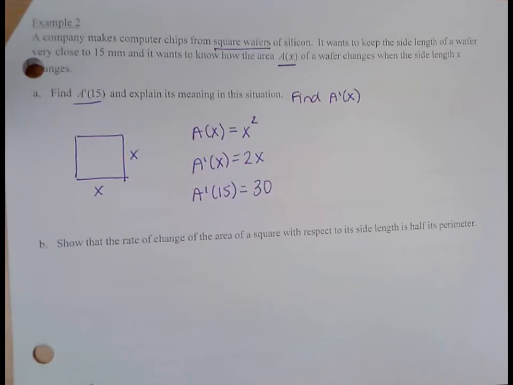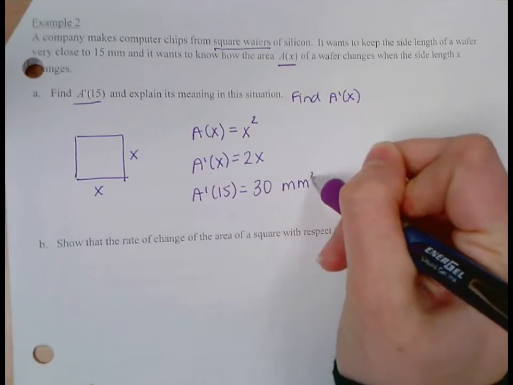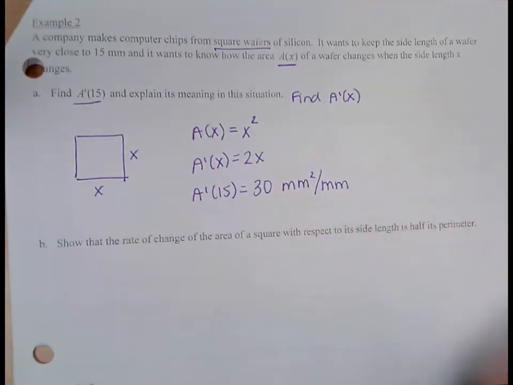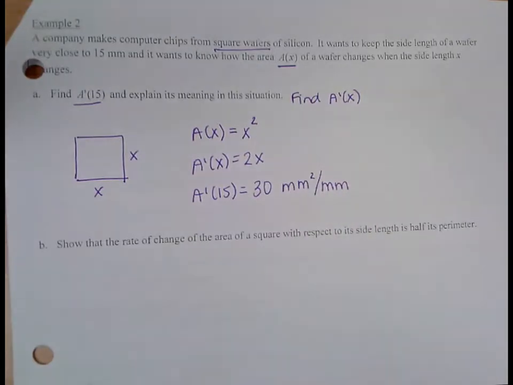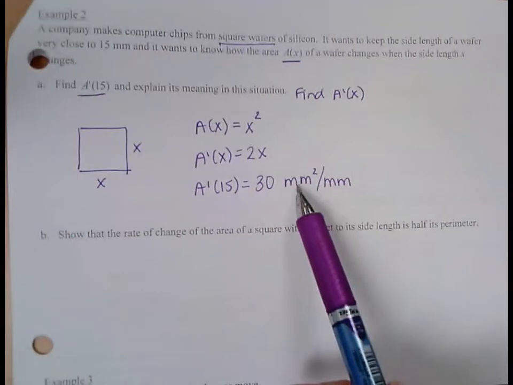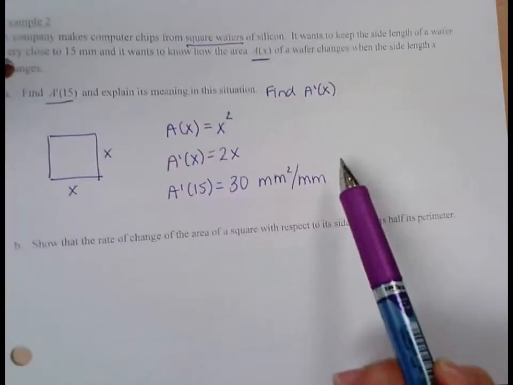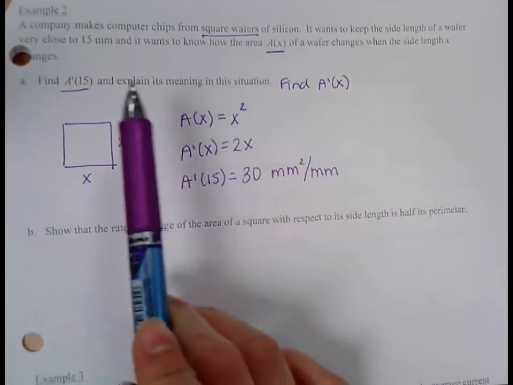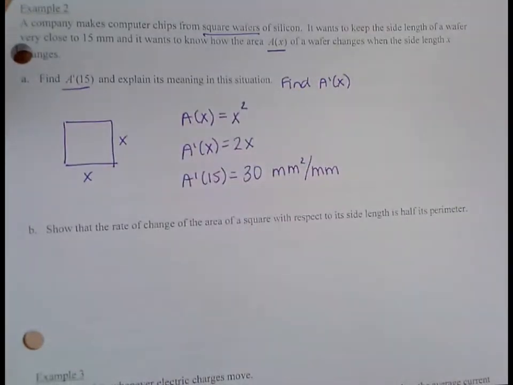It's a rate of change, so it's a unit per a different unit. It's millimeters squared per millimeter. So you would not write it as just millimeters. I mean, yes, it would simplify to that, but you'd want to show that it is a rate. So it's the change in area over the change in the side length. And then explaining the meaning in the situation.